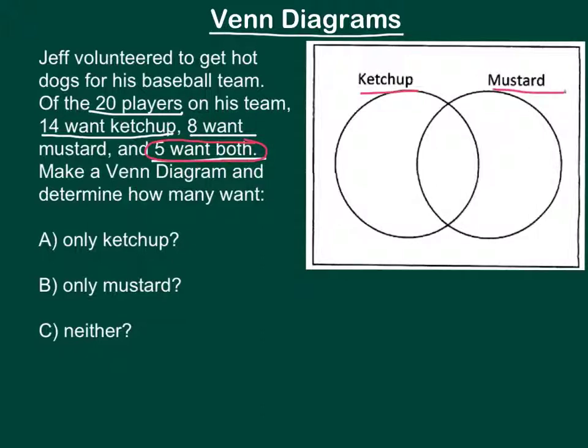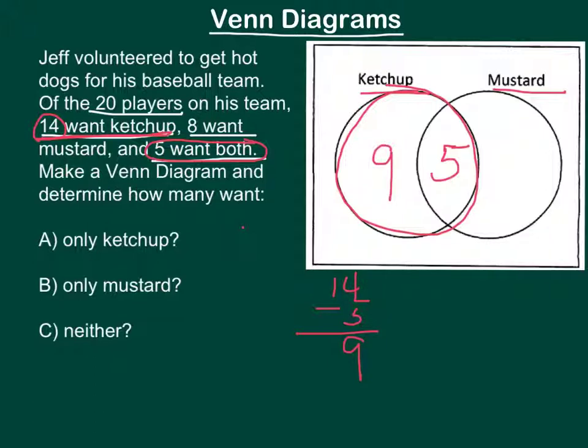the mustard people. So 5 people want both ketchup and mustard. Put them in first, any overlap. Now let's look at the ketchup people. 14 want ketchup. Can you see that this is the circle for ketchup? And we already have 5 people in that circle. We want 14 altogether, so 14 minus 5 tells us that we have 9 more people to put here.